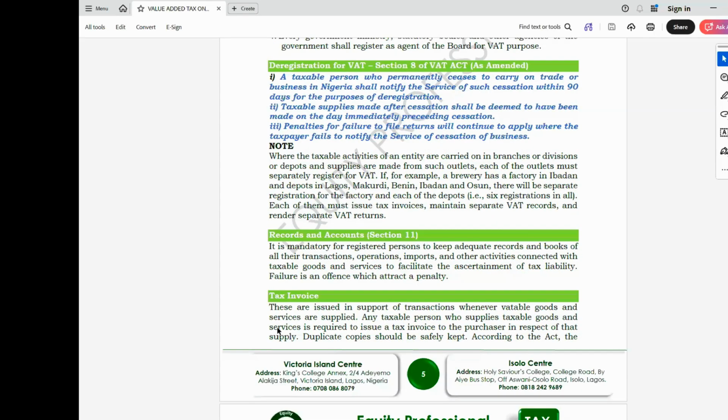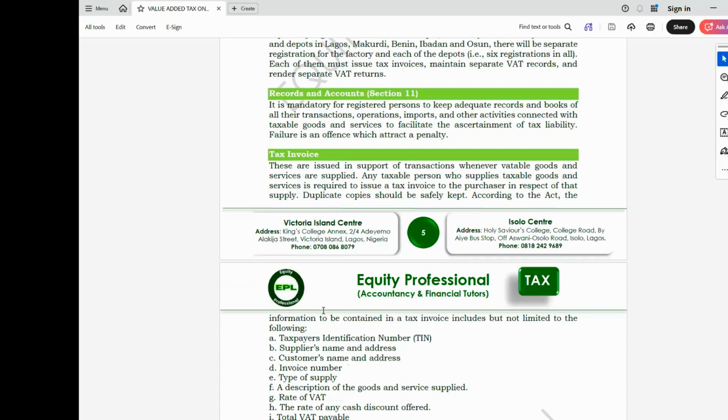Then, as you are keeping the record, you are also expected, every time you engage in taxable goods and services, to raise a tax invoice. That tax invoice is what is going to show the amount of VAT that you are going to pay to the relevant tax authority, or the amount of VAT that you are going to collect from the relevant tax authority in form of refund.